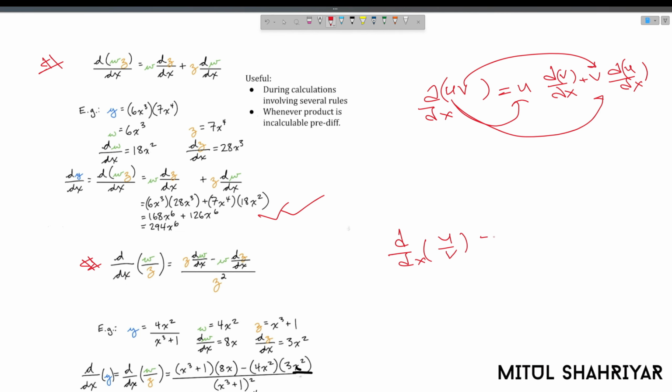If you have this, we just use v du/dx minus u dv/dx, then v square. Okay, so these are some laws, and you have to learn them and you have to apply them.